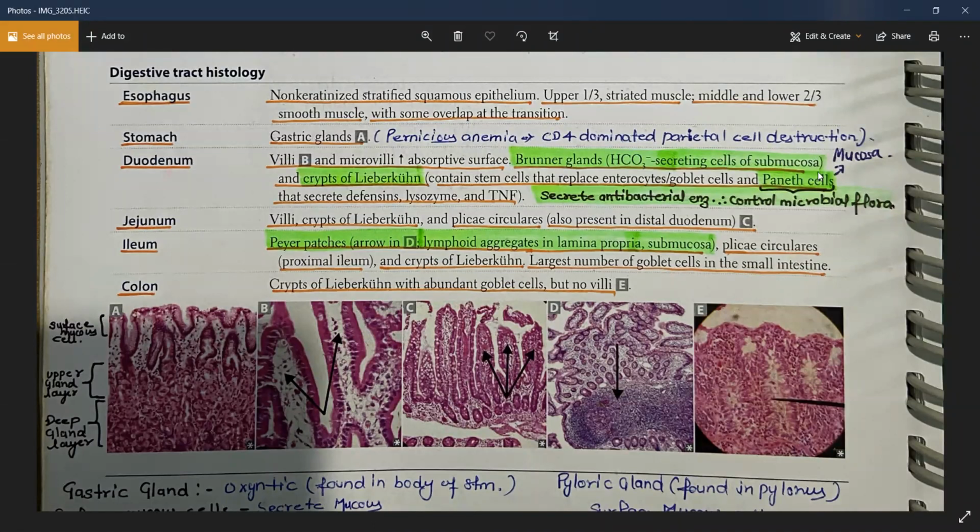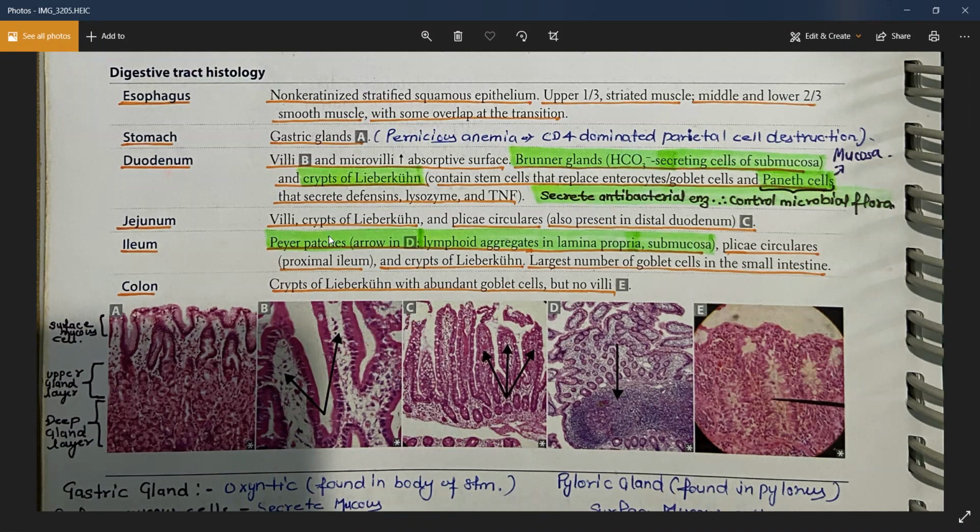Submucosa is very important. These are very circular glands that you will see in the submucosa. So whenever you encounter a histology of a patient which has circular glands in the submucosa, that means it is the Brunner's gland and the histology will be of the duodenum. Then comes the jejunum, which has the plica circularis. These are the folds of the muscles.